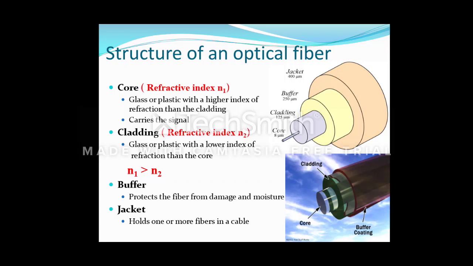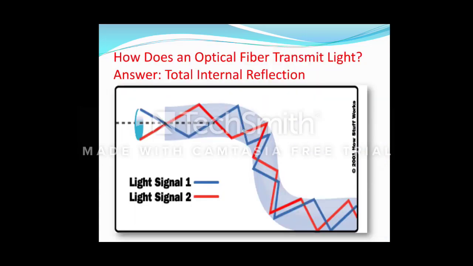Then there is a buffer which surrounds the cladding and protects the fiber from damage and moisture, and if one or more fibers are held together, then they are held together in a jacket.